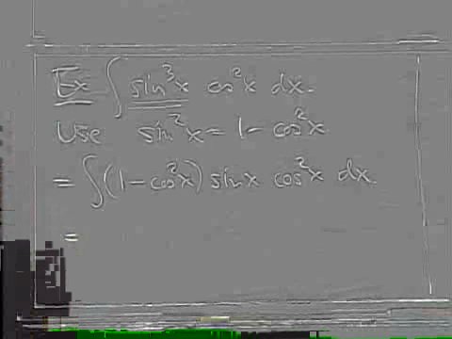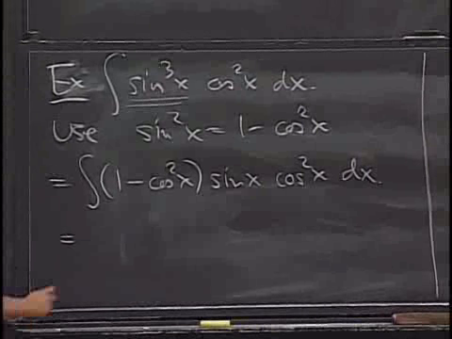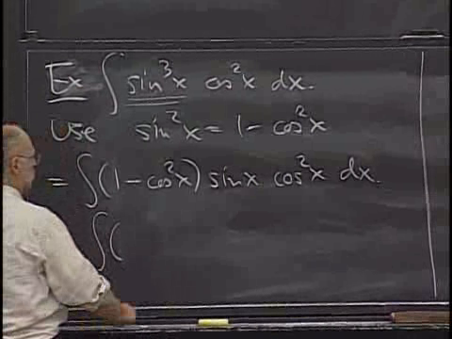So let me rewrite that a little bit to see how this works out. This is the integral of cosine squared of x minus, and then there's the product of these two, that's cosine to the fourth of x, times the sine of x dx.